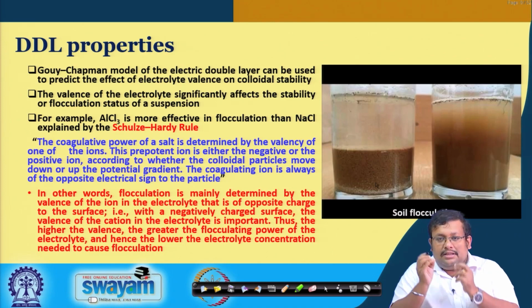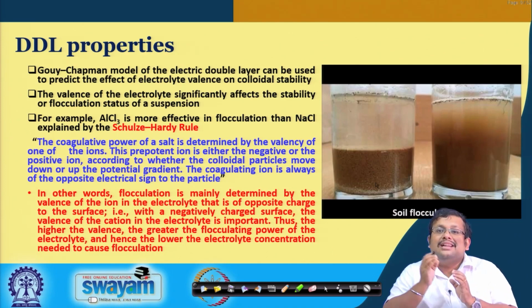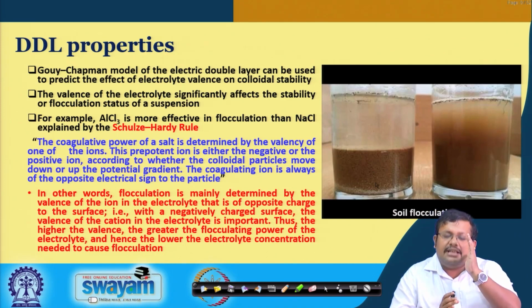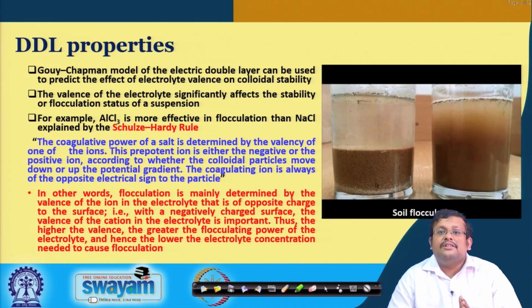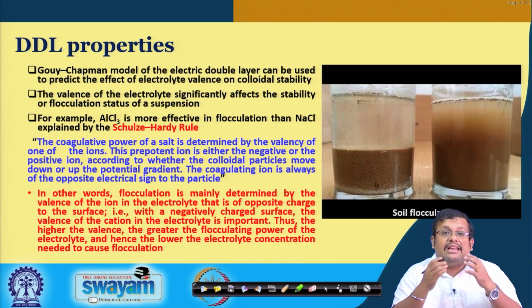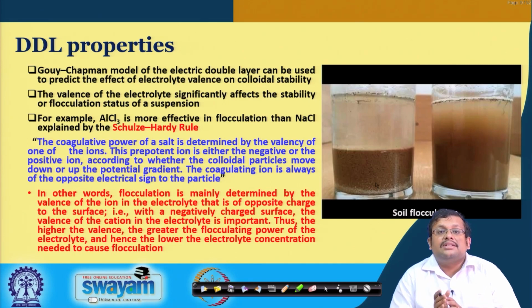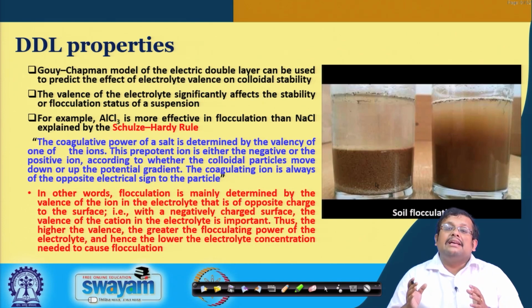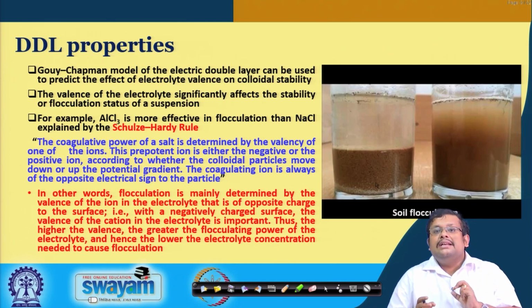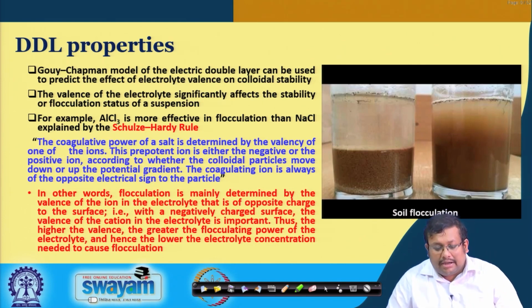So obviously the flocculating ion will always be of the opposite sign to the charged surface. If the charge on the surface is negative, the flocculating ion has to be positive. So with a negatively charged surface, the valency of a cation in the electrolyte is important. Thus the higher the valency, the greater is the flocculating power of the electrolyte, and hence the lower the electrolyte concentration needed to cause flocculation. So the more valent the cation, the lower the amount of cation needed to flocculate the soil particles.